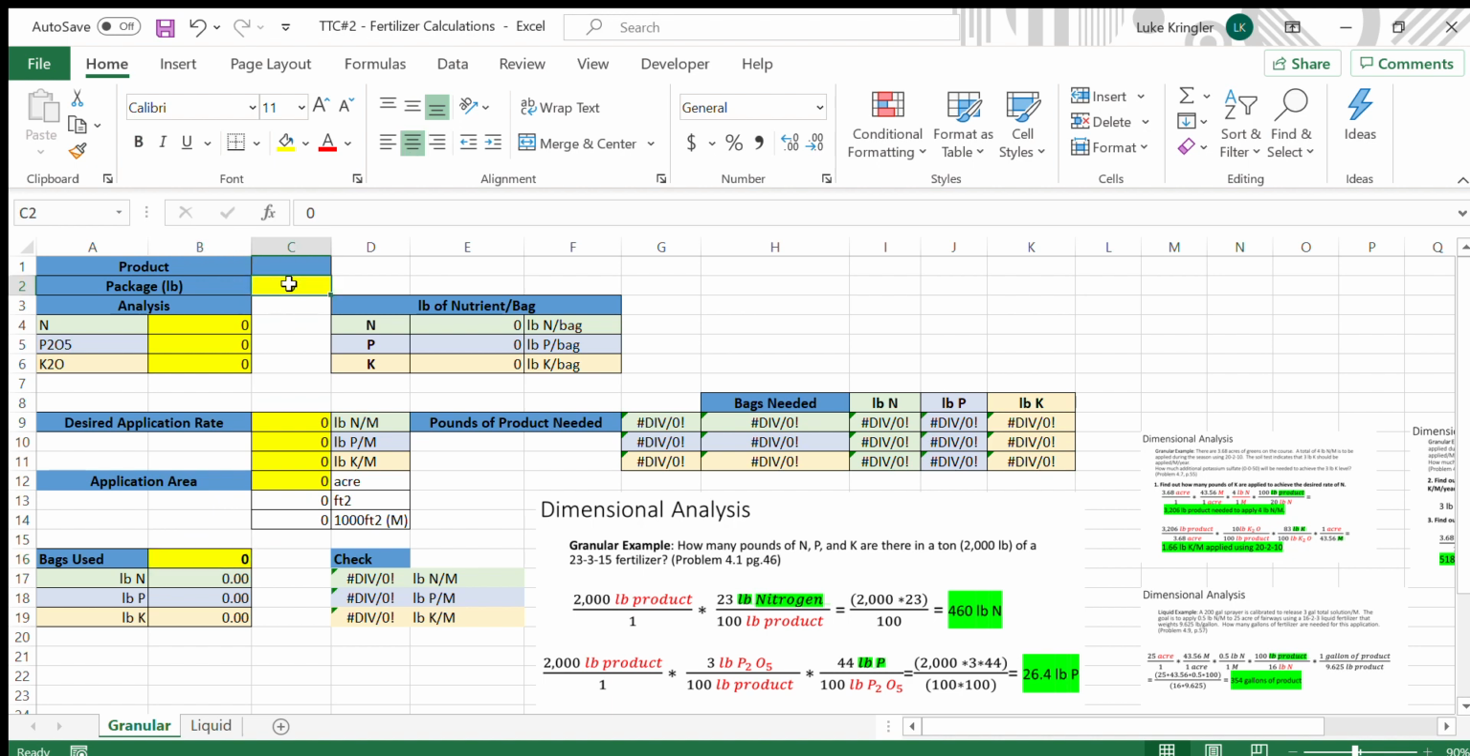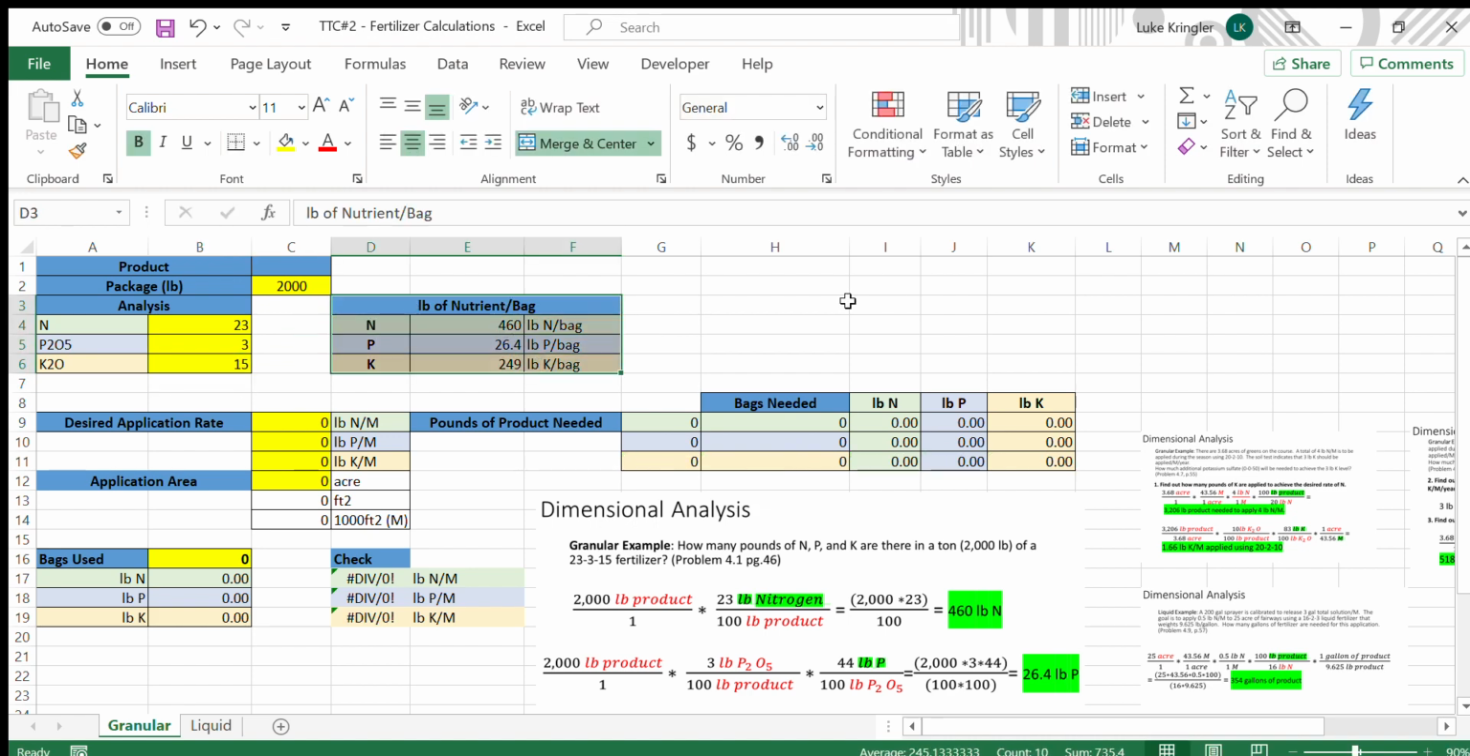So the first thing we're going to do is we're going to look at the package. So this is for example, if you have a 50-pound bag, a 25-pound bag or something, but in this particular problem, we're just looking at a 2,000 pound, maybe a tote or something of fertilizer. So we're going to enter our 2,000 pounds in this cell, and then we're going to add our analysis here. We have a 23-3-15 fertilizer.